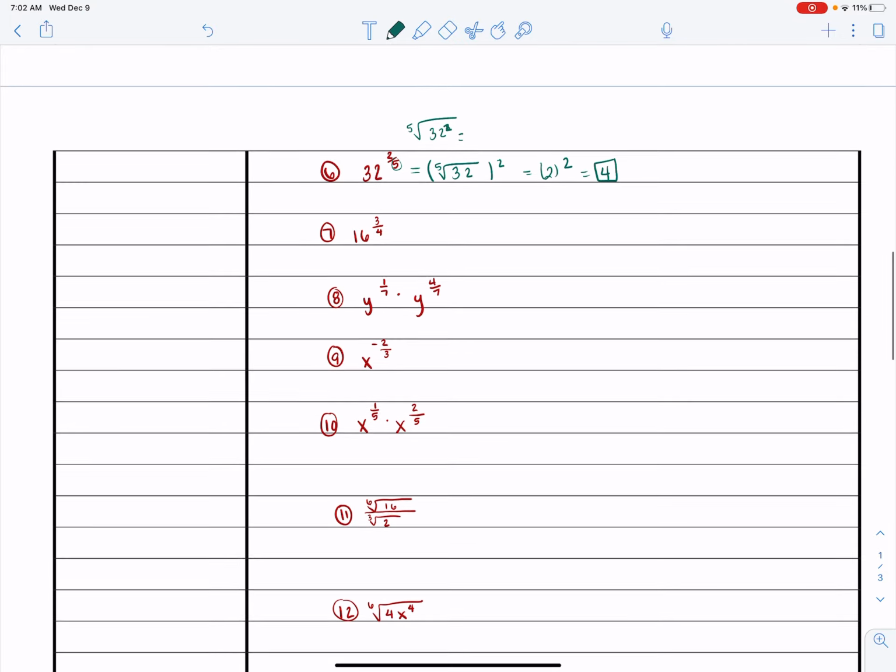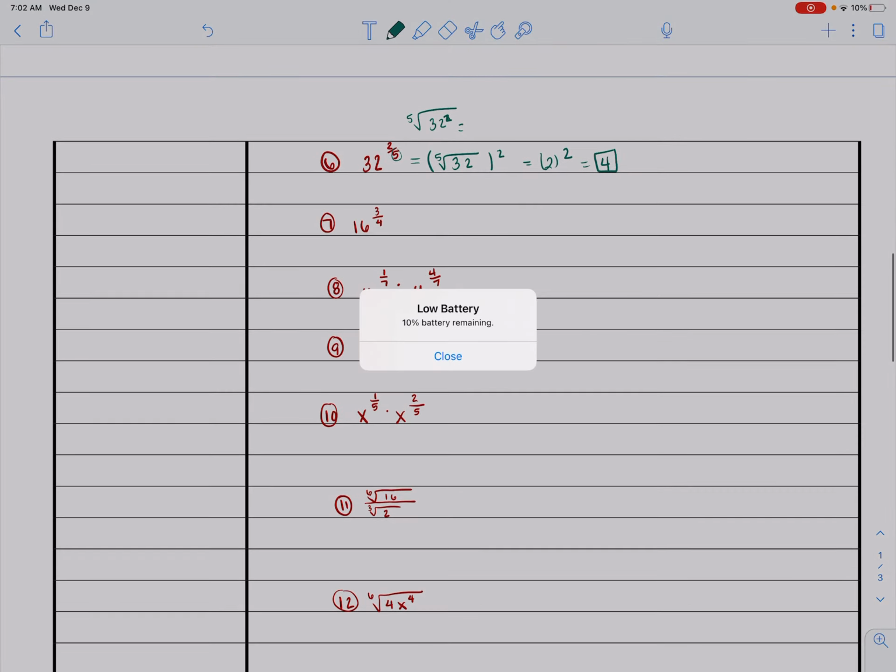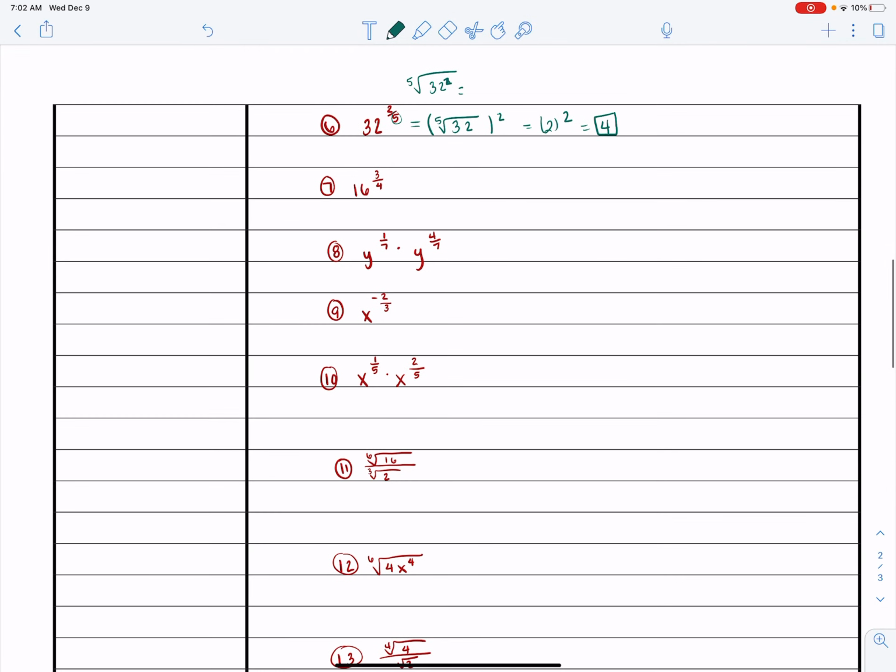All right, 16 to the 3/4 power. I have the 4th root of 16 cubed. The 4th root of 16, again, is 2. And if I cube that, then I have 8. Okay?